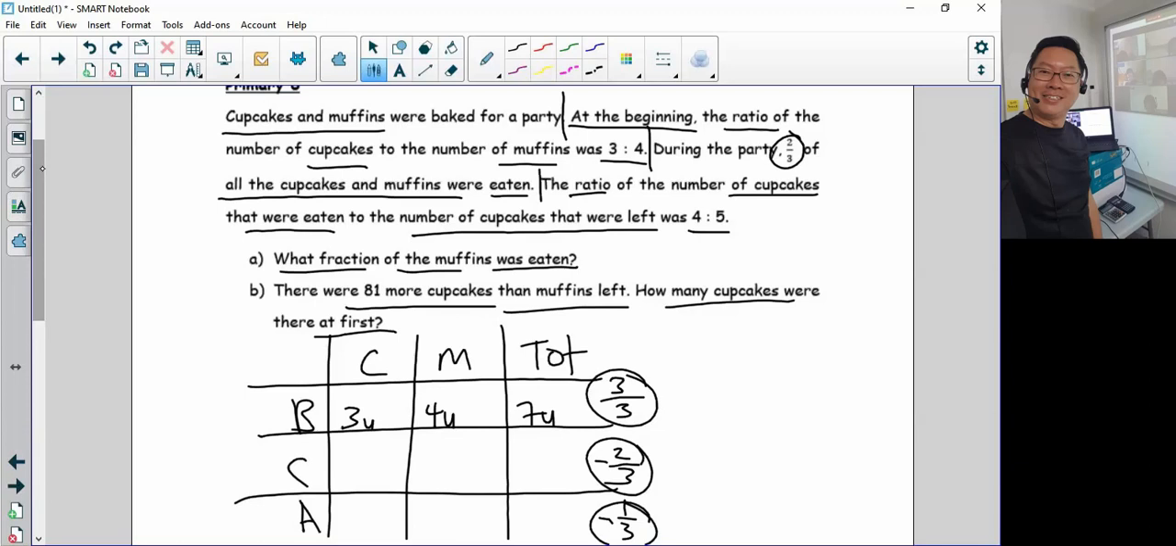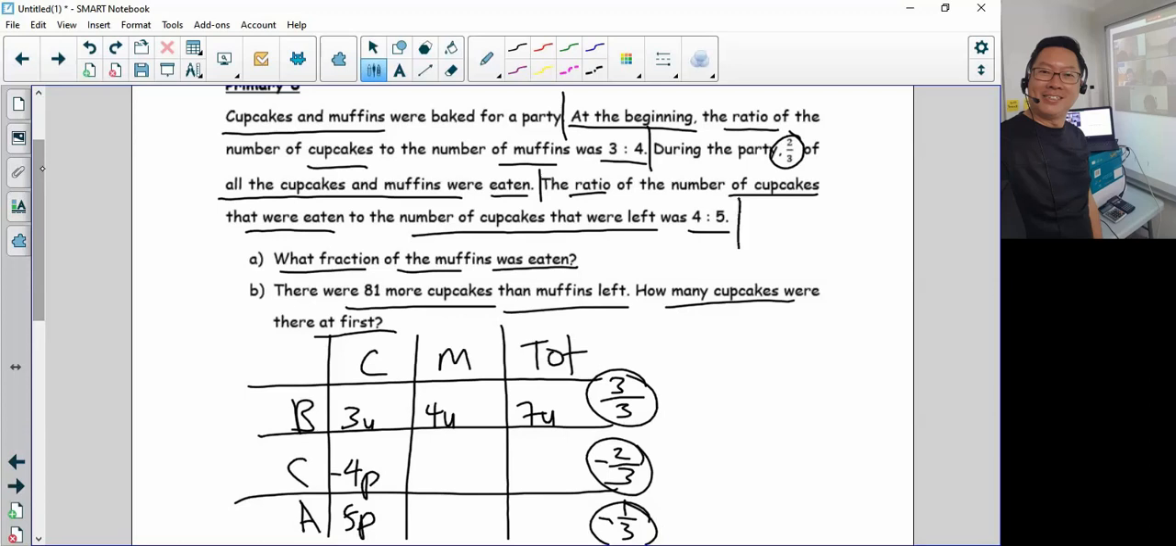The ratio of the cupcakes that were eaten to the cupcakes that were left was 4:5. So where do you put the 4:5? Cupcakes that were eaten, that is 4, but minus 4, because you eat, right? So you minus 4 parts. You have to call them parts already. And 5 parts of cupcakes were left. So you're using parts to label them. So you have parts and units. Okay, so you're done with the whole story.